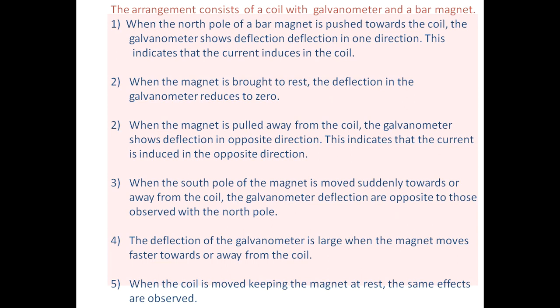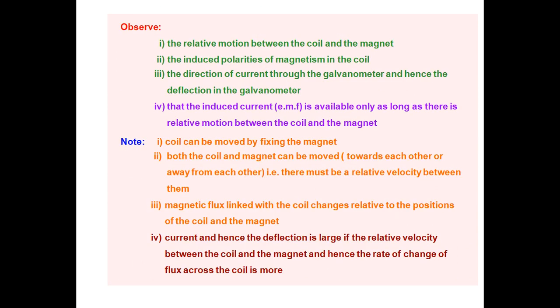And when the coil is moved, keeping the magnet at rest, the same effects are observed. So like this, the first experiment was conducted by Faraday, and the main observation of this experiment is the relative motion between the coil and the magnet. The main observation is the relative motion between the coil and the magnet, and second one, the induced polarities of the magnetism in the coil.